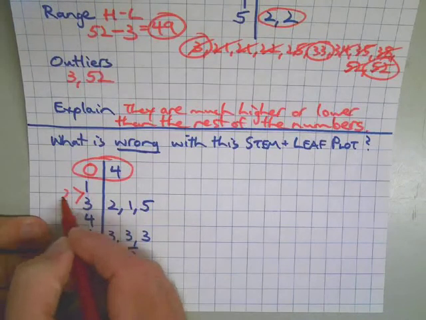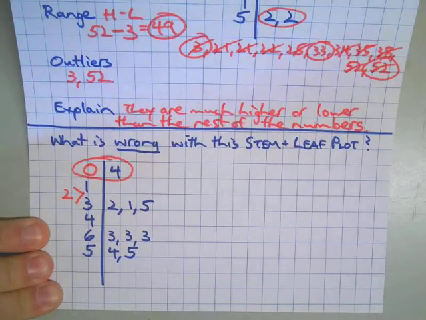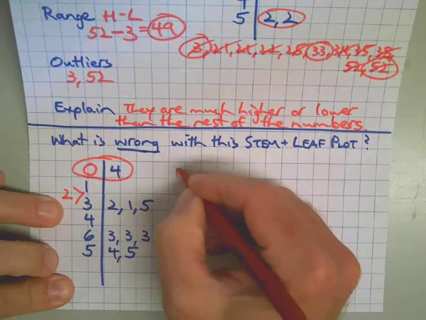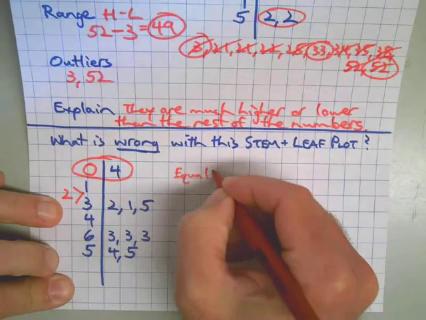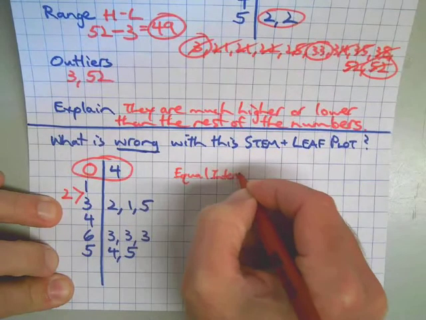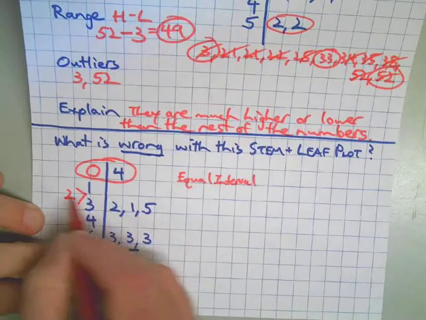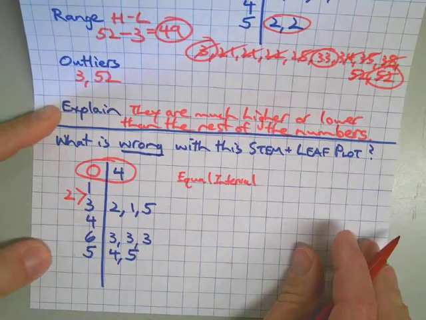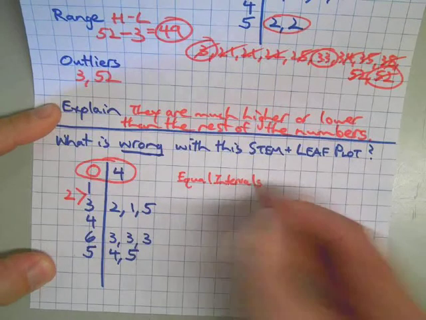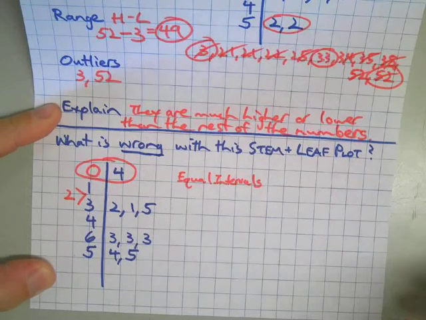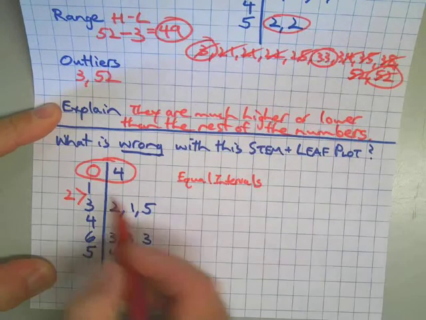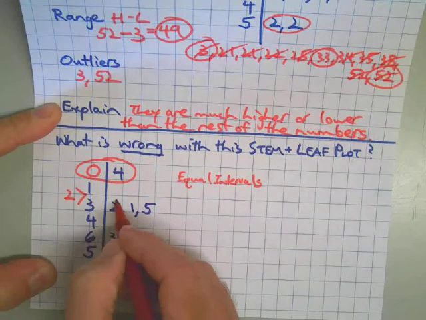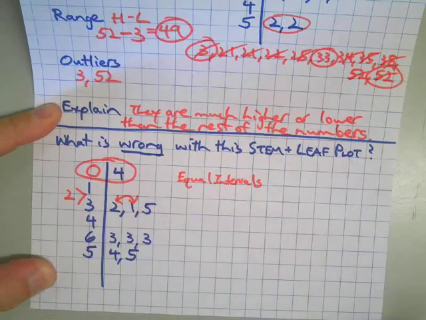I need to have a 2 in here because I need equal intervals. Even if I have no numbers in the 20s, I need the 2 there to hold that place. So if I was using this to make a bar graph, for example, I would have equal intervals. My graph would be accurate. Here's another problem. The 2 and the 1 are out of order. We need to swap those.